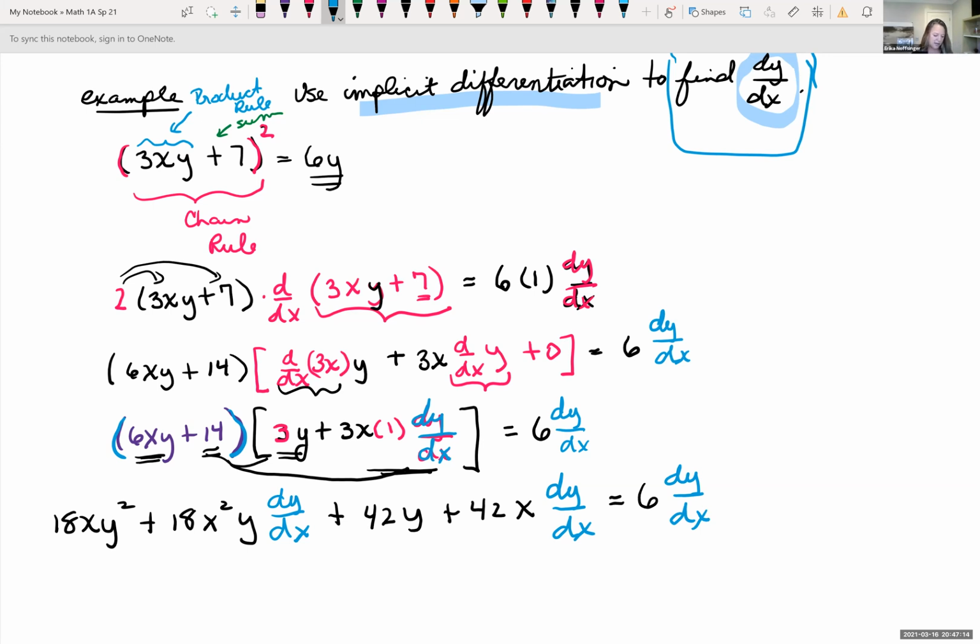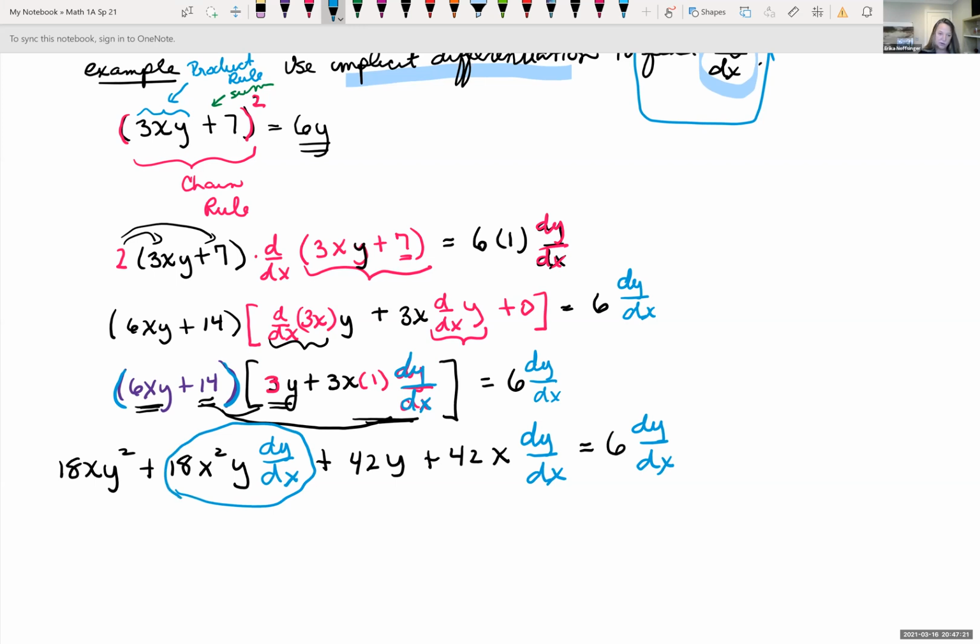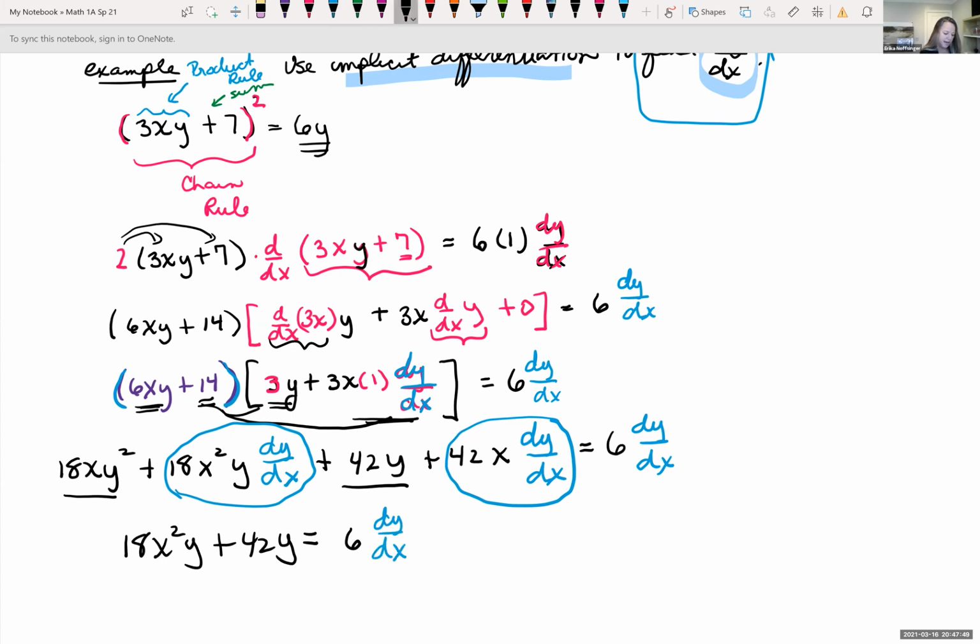So we want all the terms that have a dy/dx on one side of the equation and all the terms that don't have a dy/dx on the other side. Since we have on the right-hand side just one term with dy/dx, let's move the terms on the left-hand side over to the right. On the left, we're going to keep the ones that don't have the dy/dx. So we have 18x squared y plus 42y is equal to 6 dy/dx. I'm subtracting to get it to the other side, so minus 18x squared y dy/dx, minus 42x dy/dx.